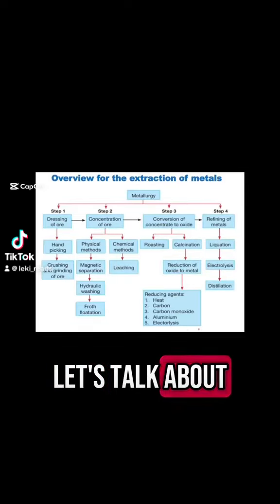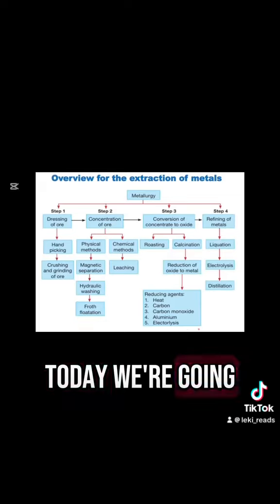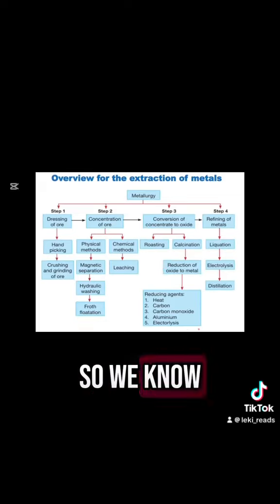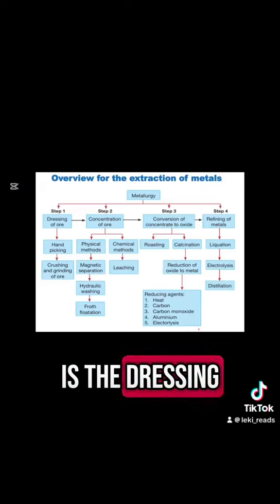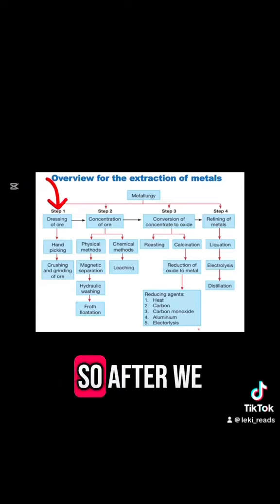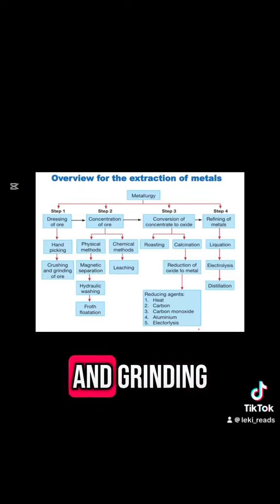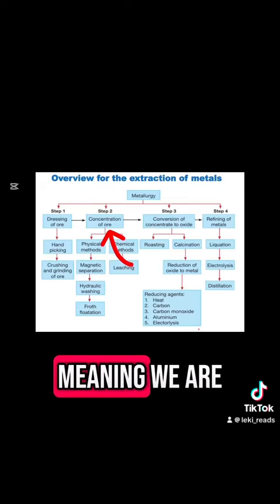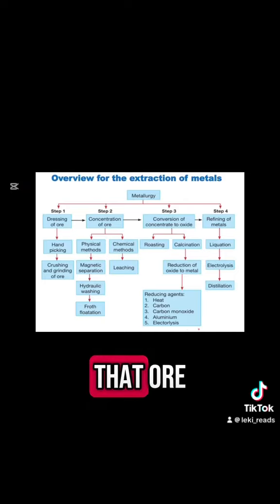Let's talk about metallurgy, and more specifically today we're going to talk about reduction of oxide to metal. So we know the first step in metallurgy is the dressing of ore. After we get the dressed ore, after hand picking and then crushing and grinding, the next step is to concentrate the ore, meaning we are removing the impurities or gangue from that ore.